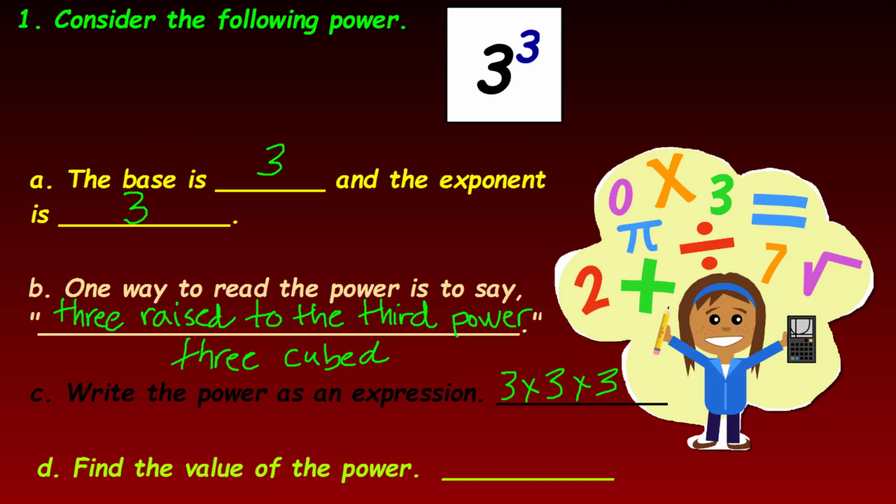So find the value of the power. Well, now if we have 3 times 3 times 3, you can see that 3 times 3 gives us 9, right? And then 9 times 3 is 27. So 3 cubed means 27. Cool, all right. Time to move on.